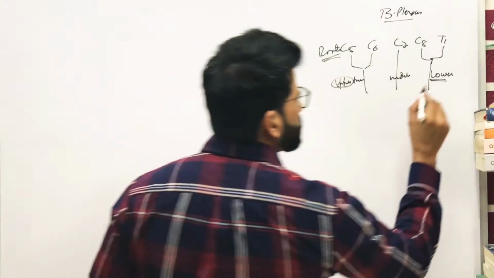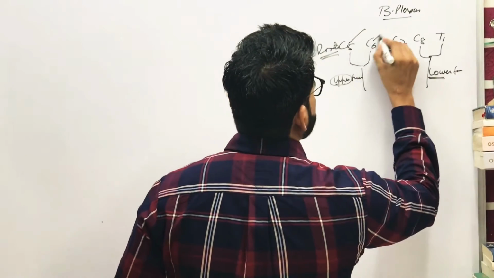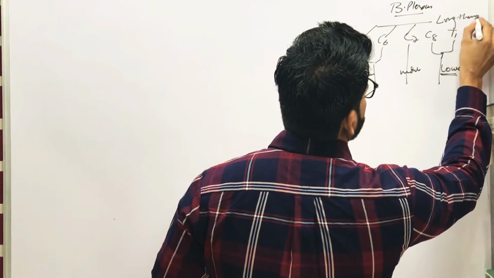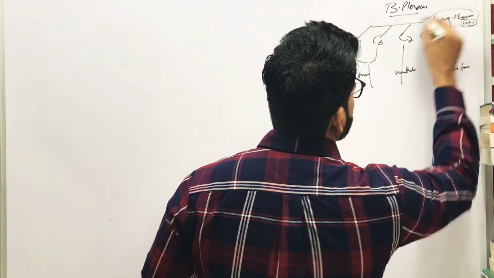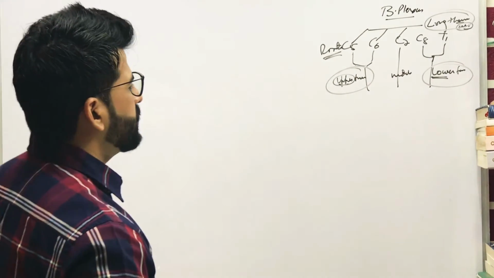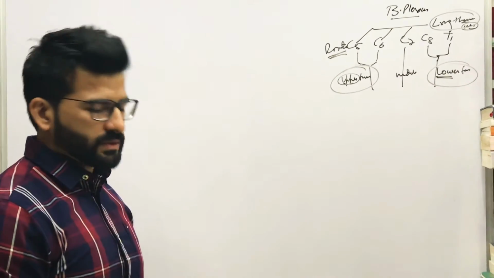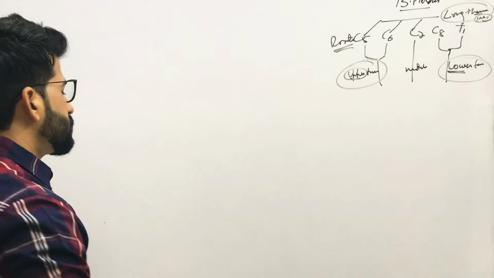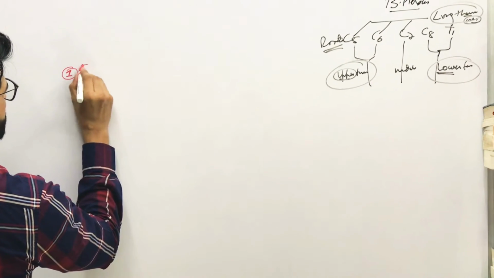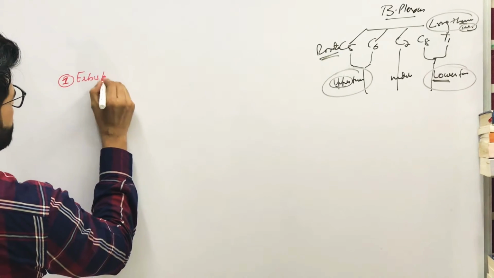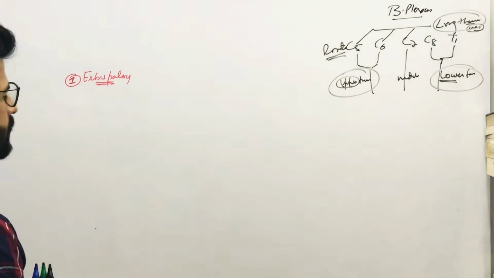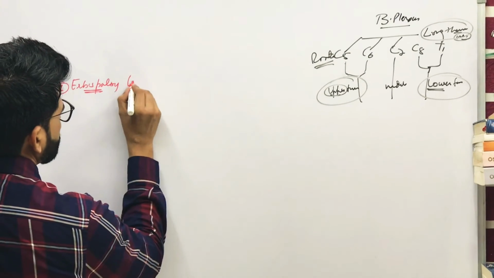So we will be seeing that C5, C6, C7 forms the long thoracic nerve. Now in this talk we will be discussing the topic of injury to the trunks and the long thoracic nerve. The first one to be discussed is Erb's palsy, that is the upper trunk injury.